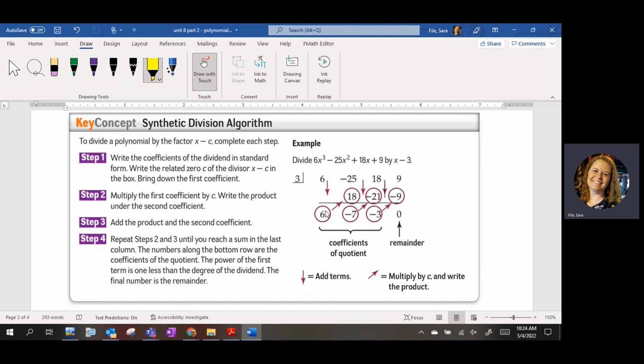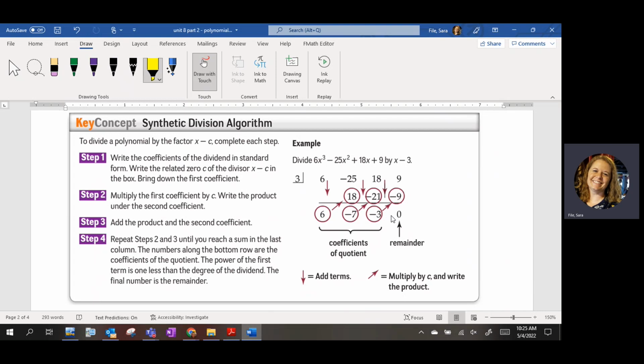You drop down the first term. It stays the same always. And then you are taking your c and multiplying by what's under the line. So 3 times 6 is 18. And then you add that column and you get -7. 3 times -7 is -21. And then you add that column. That's -3. 3 times -3 is -9. And then you add that column and you get 0.